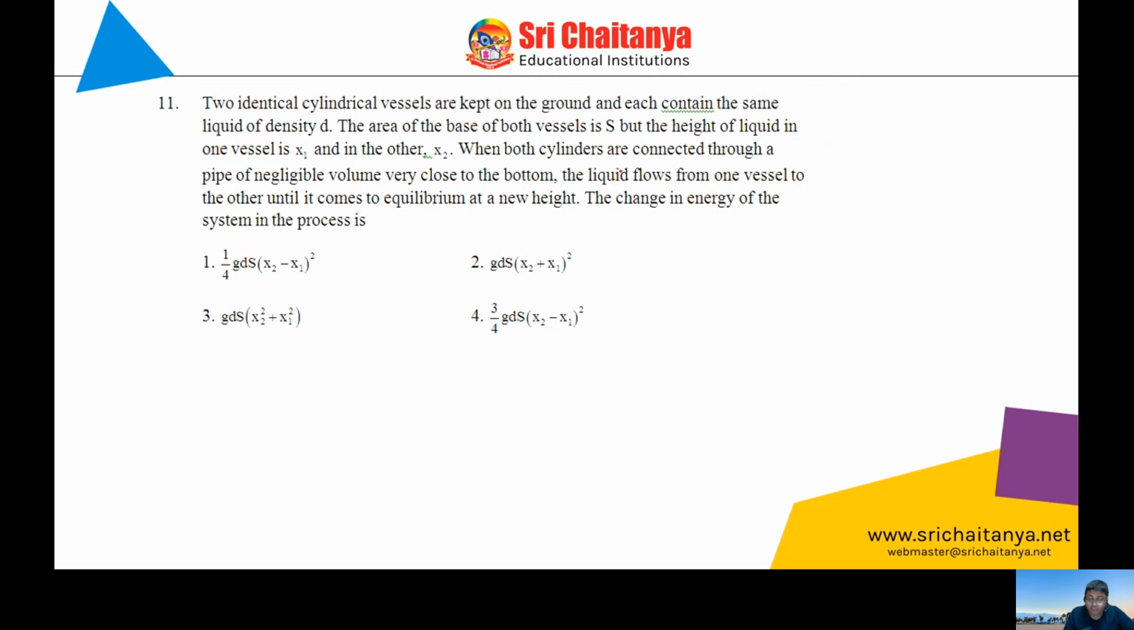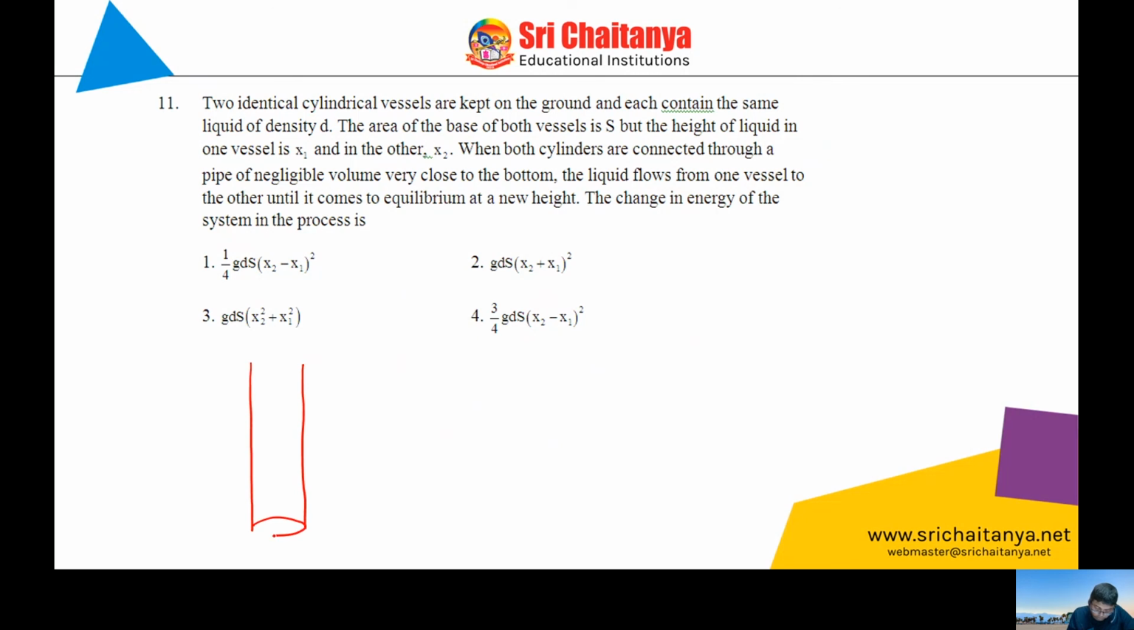When both the cylinders are connected through a pipe of negligible volume very close to the bottom, the liquid flows from one vessel to another until it comes to equilibrium at a new height. The change in energy of the system is. So let's draw two cylindrical vessels. Let's say this is one of the cylindrical vessels.